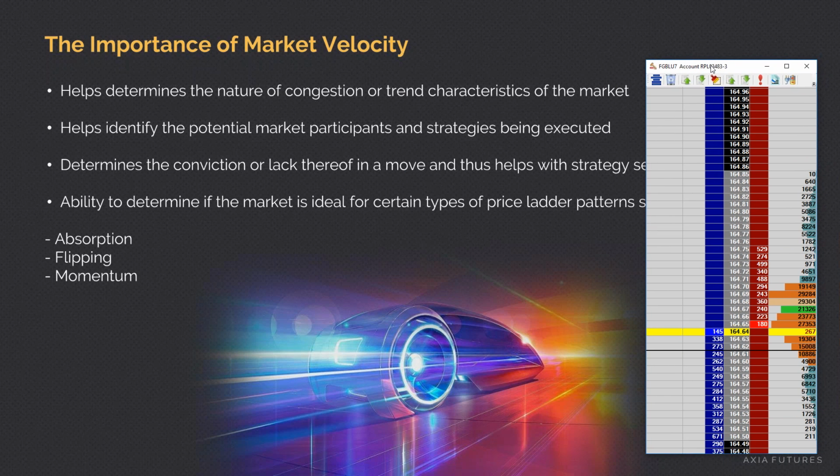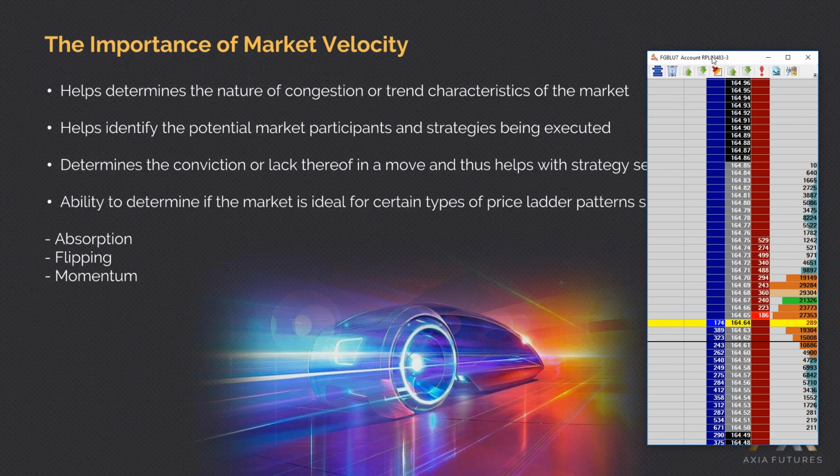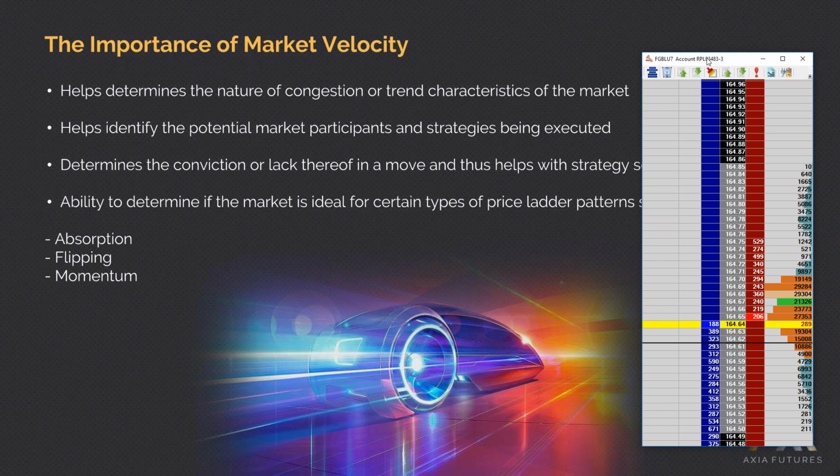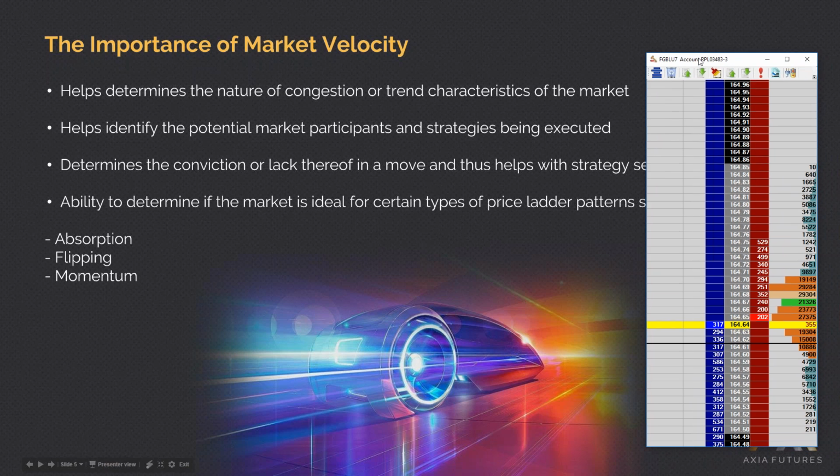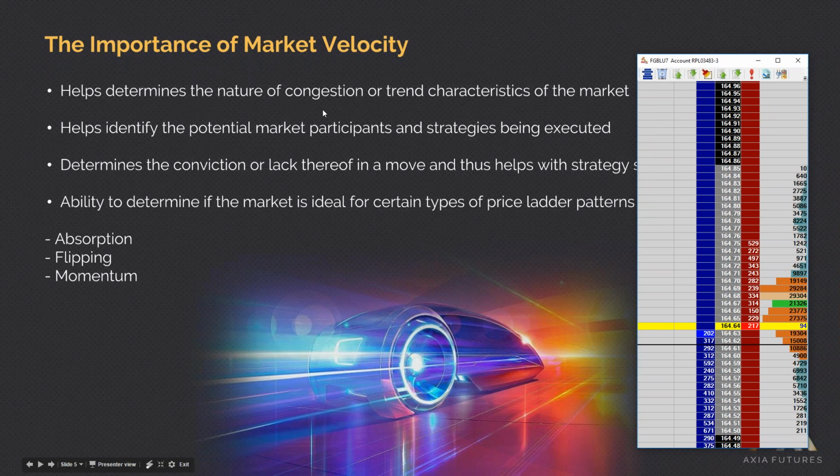Okay, I've already covered a lot of these things through my rumblings, but let's go over it again. So the importance of market velocity. It helps determine the nature of congestion or trend characteristics of the market. A market when it's in a congested state, whether it's a weekly congestion, a daily congestion, or an hourly congestion, generally that's dominated by low auctioning activity, low volume activity, and really that defines the nature of a congestion.